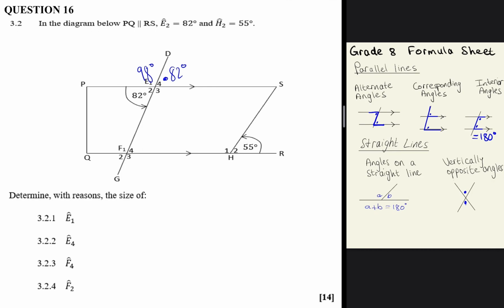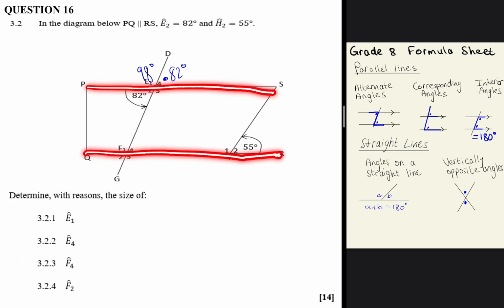The next one we have to work out is F4. So where's F4? This one over here. So this is F, and F4 is this angle over here. Let's see what we can use. Again, if you have a question with parallel lines, draw the parallel lines, maybe in a different color so that you can see it better. So these two lines are parallel. If I do that, I can see an F.